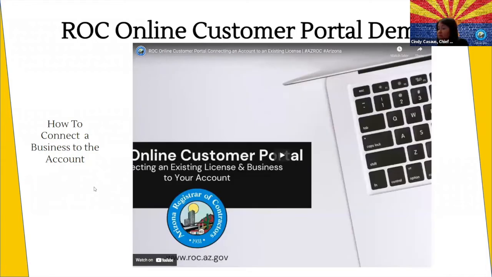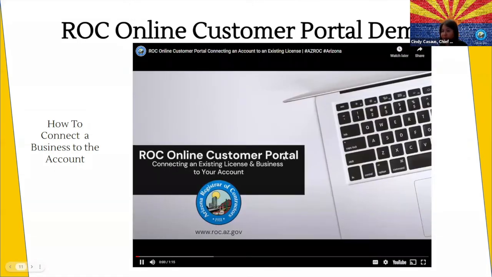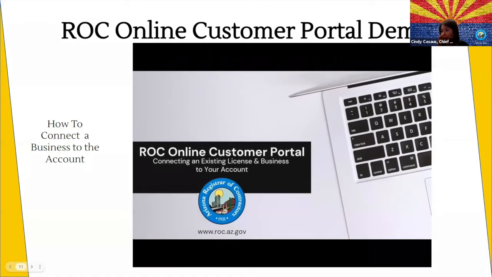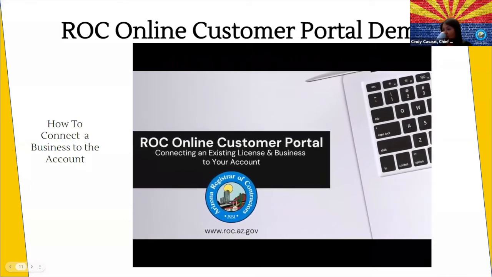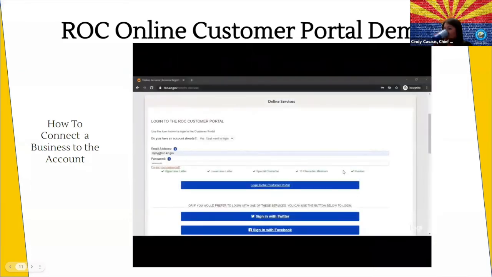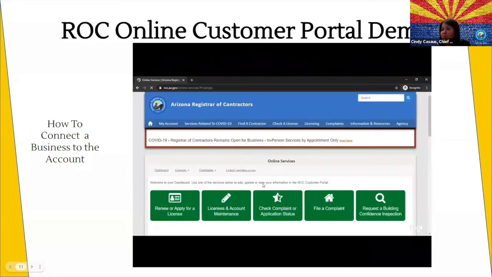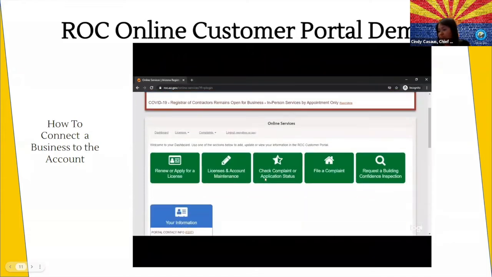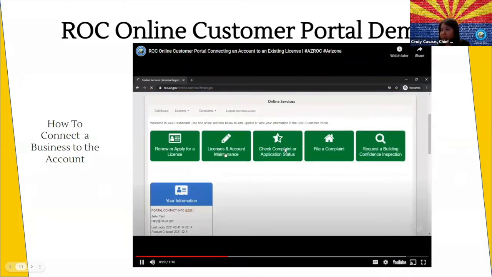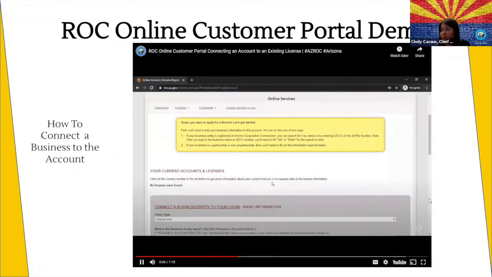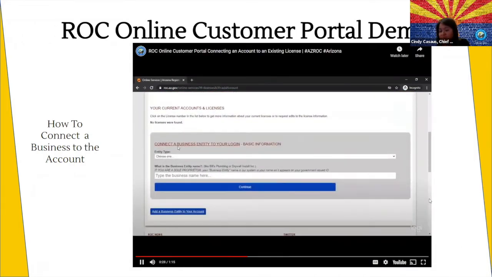All right, and then we have another short video on how you connect your business to the account. In this video, you will learn how to connect an existing license and business to your ROC Online Customer Portal account. Once logged in, you can add the business entity to that account by going to the Licenses and Accounts button from the dashboard. On the Licenses and Accounts page, follow the steps and add the business entity.